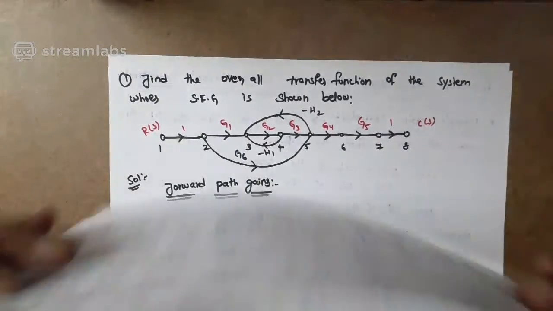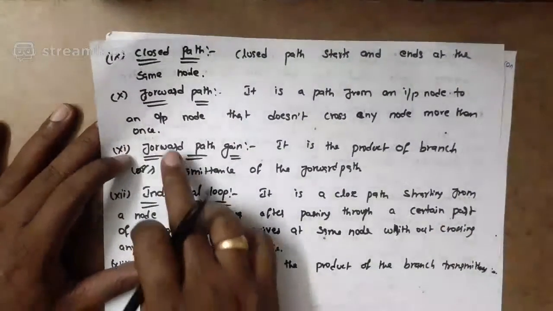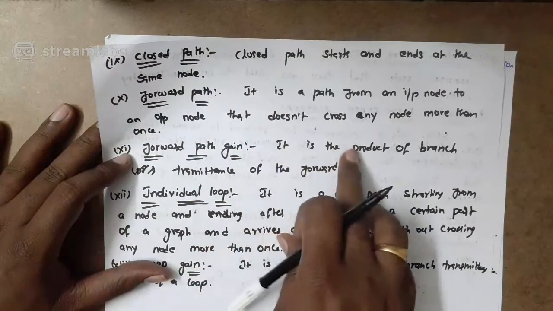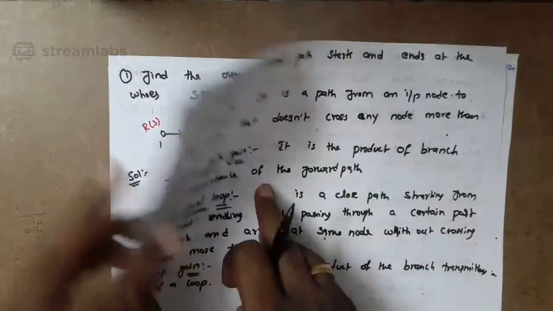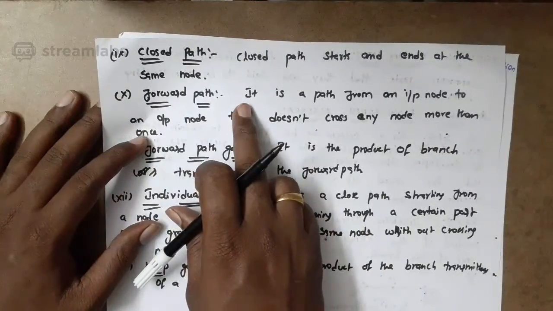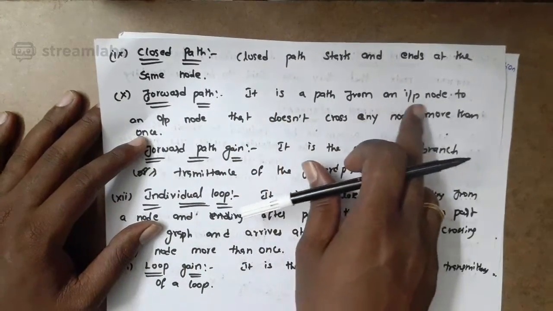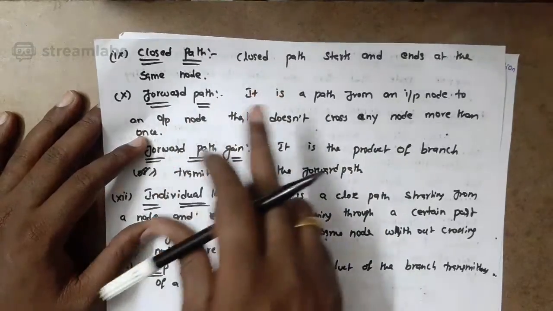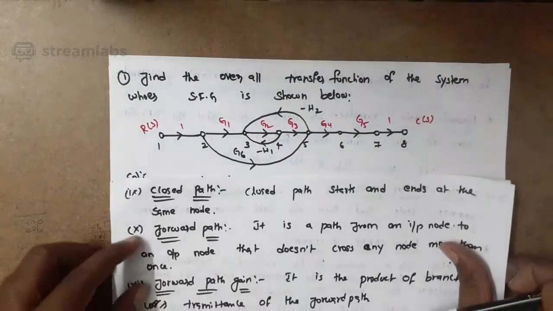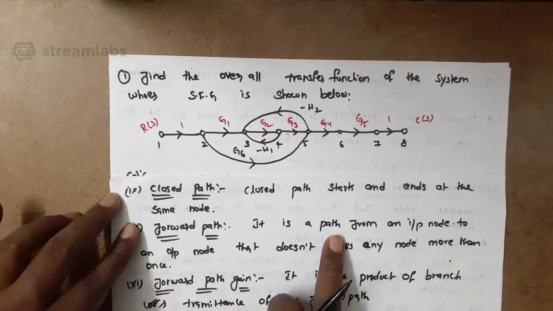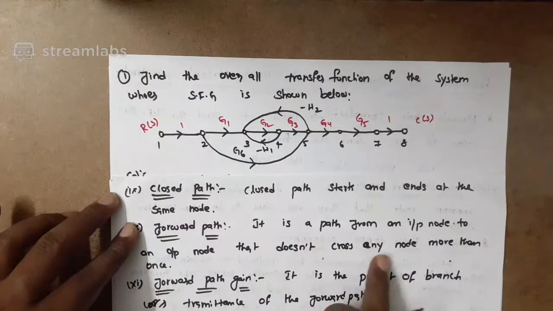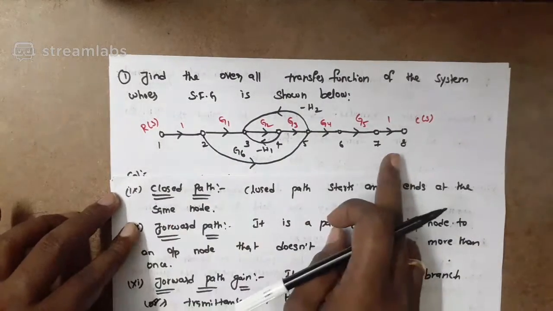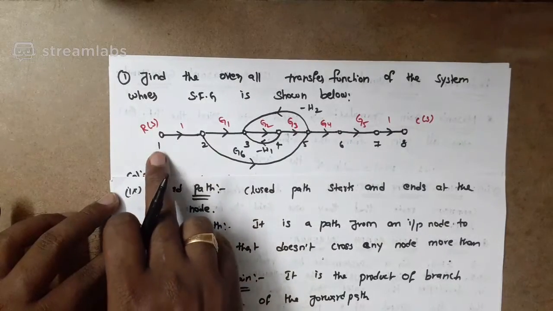See here, the forward path gain is the product of the branch gains. Now we first find what a forward path is and how many there are. A forward path is a path from an input node to an output node that does not cross any node more than once. So it travels from the input node to the output node.